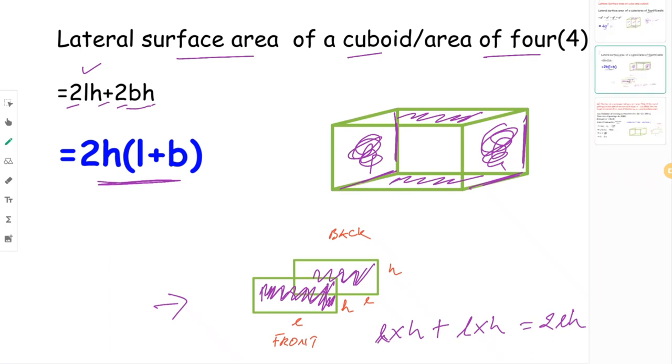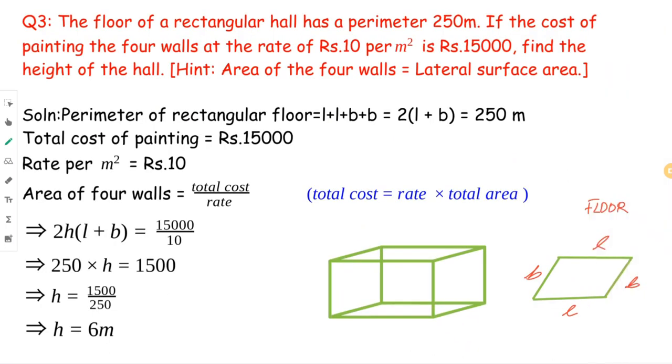Now let's solve this question here. The floor of a rectangular hall has a perimeter of 250 meters. Perimeter means, remember, boundary. If the cost of painting the 4 walls, so remember, we'll be dealing only with 4 walls here, at the rate of rupees 10 per meter square, is rupees 15,000. The total cost is 15,000.